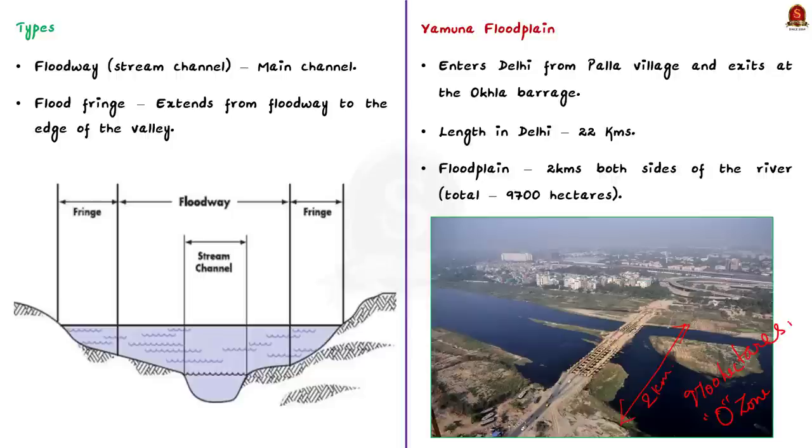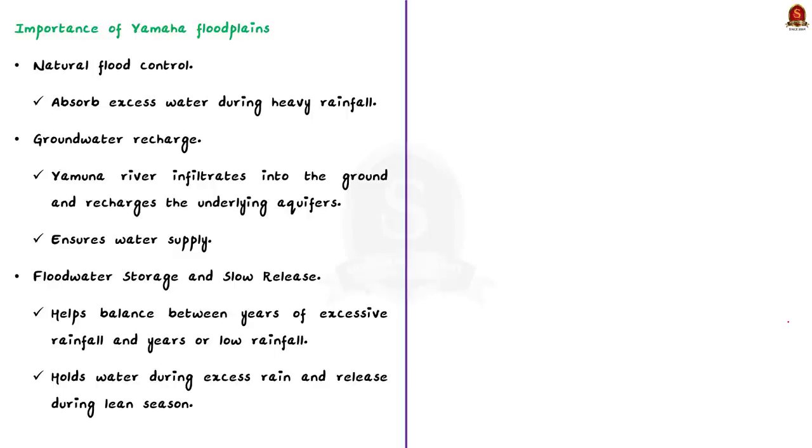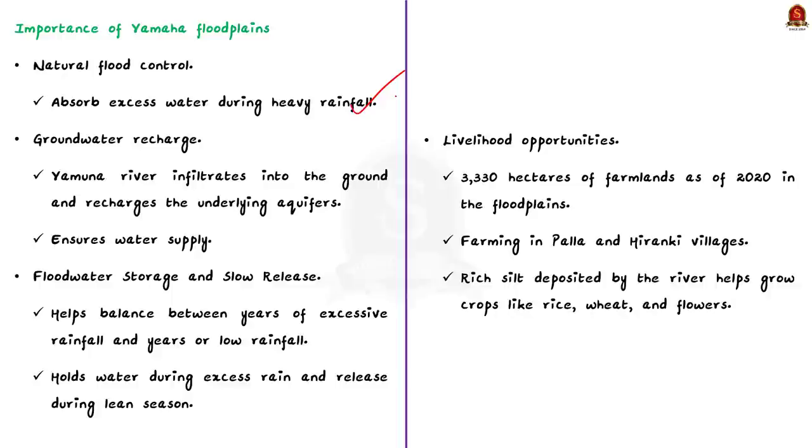So what is the importance of Yamuna floodplains? See, the floodplains act as natural flood control. Yamuna floodplains act as natural sponges that can absorb excess water during heavy rainfall or when the river overflows. This helps mitigate the impact of floods, thereby protecting adjacent areas from severe flooding. Secondly, they play an important role in groundwater recharge. See, during periods of flooding, river water infiltrates into the ground and recharges the underlying aquifers. This process helps maintain groundwater levels and provides a reliable water source for human use.